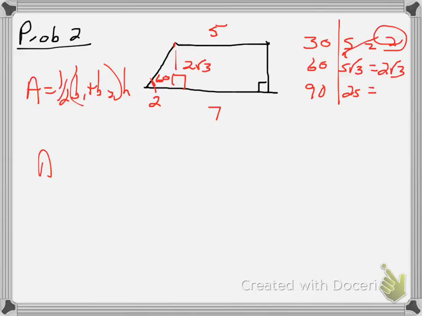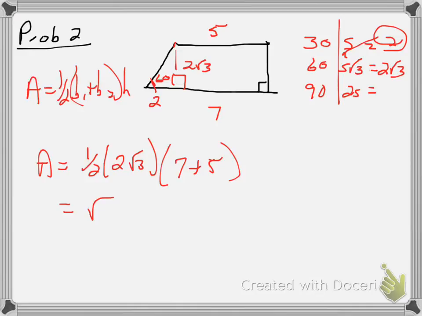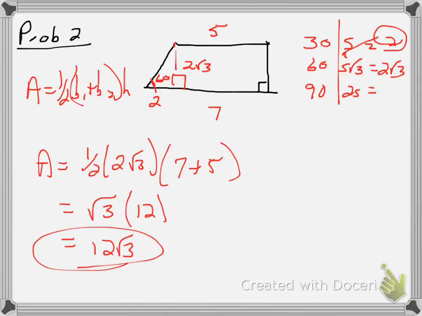So area equals 1/2 of the height, which is 2 radical 3, times base 1, which is 7, plus base 2, which is 5. That gives me 1/2 times 2 is gone, so I end up with radical 3 times 7 plus 5, which is 12. And then just multiply those together, and you end up with 12 radical 3 because it wants it in simplest radical form.